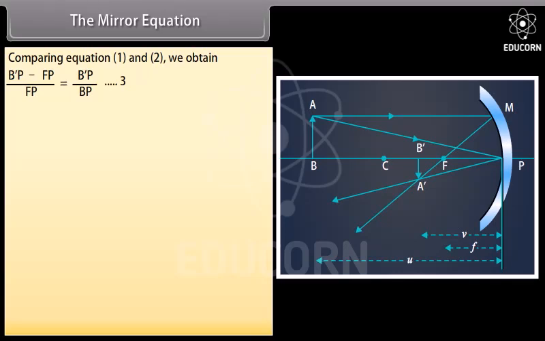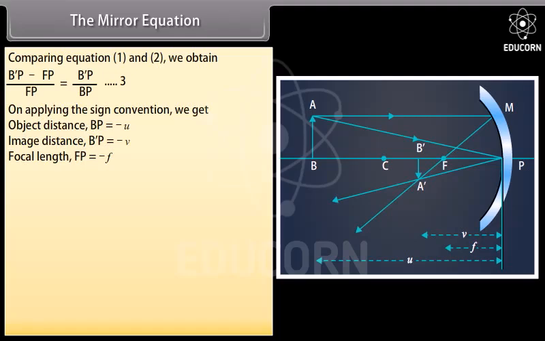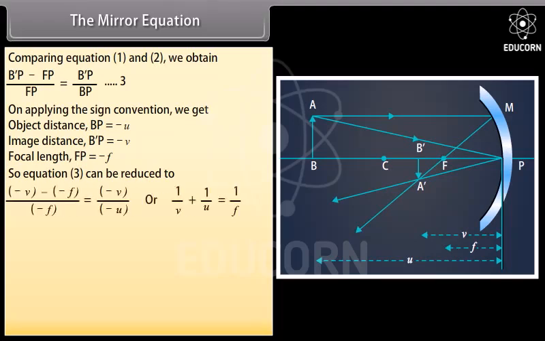Name it as 3. On applying the sign convention, we get object distance BP is equal to minus u, image distance B'P is equal to minus v, and focal length FP is equal to minus f. So, equation 3 can be reduced to minus v minus of minus f by minus f is equal to minus v by minus u, or 1 by v plus 1 by u is equal to 1 by f. This relation is known as the mirror equation.